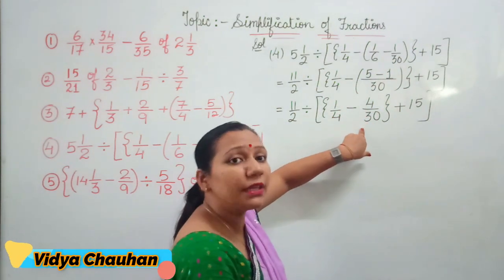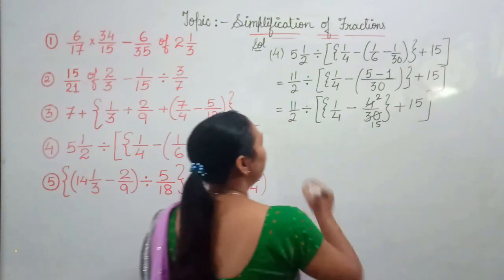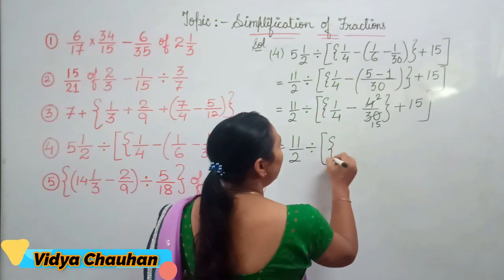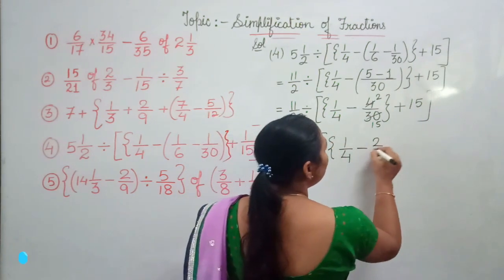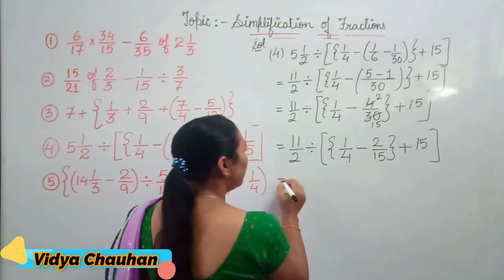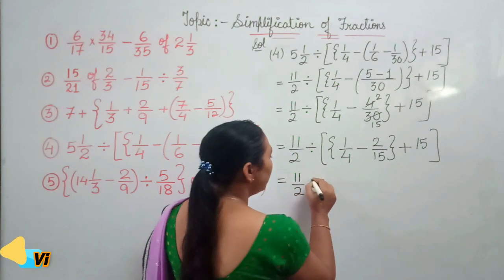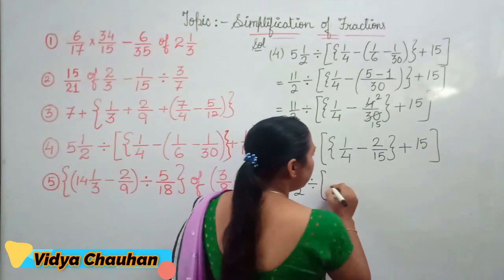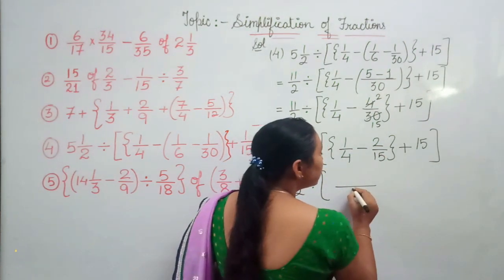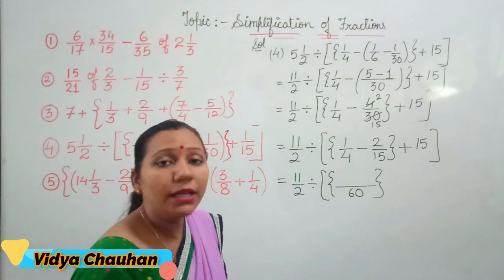Now here, after solving 1 upon 6 minus 1 upon 30, we got 4 upon 30. But can we simplify it further? Yes, of course. You can write it as 2 times 2 and 2 times 15. Then next step, 11 upon 2 divided by curly bracket 1 upon 4 minus 2 upon 15, curly bracket close plus 15. What we have to do next? We have to solve the curly brackets now. So it is 11 upon 2 divided by square bracket, taking the LCM of 4 and 15. The LCM of 4 and 15 will be 60. Right?